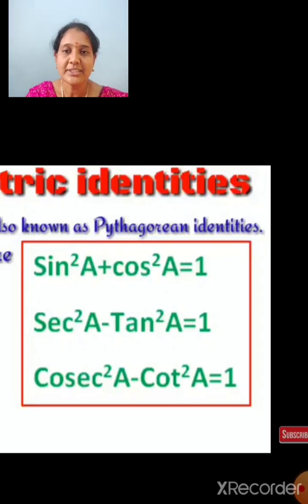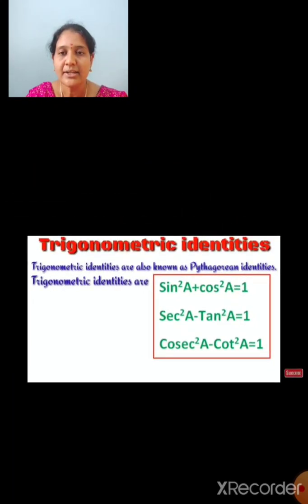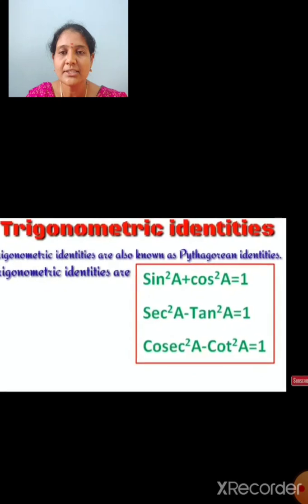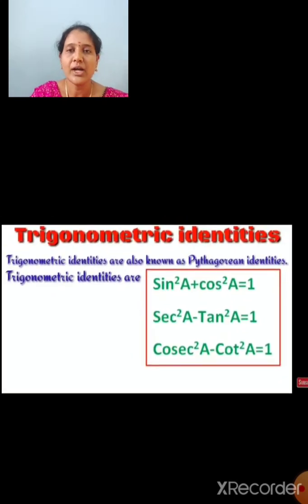Next, coming to the second identity, sec square A minus tan square A is equal to 1. To find sec square A, transpose minus tan square A to that side, that is 1 plus tan square A. Likewise, according to the third identity, cosecant square A minus cot square A is equal to 1. Here also, cosecant square A is equal to 1 plus cot square A. Each identity has separate and individual formulas.